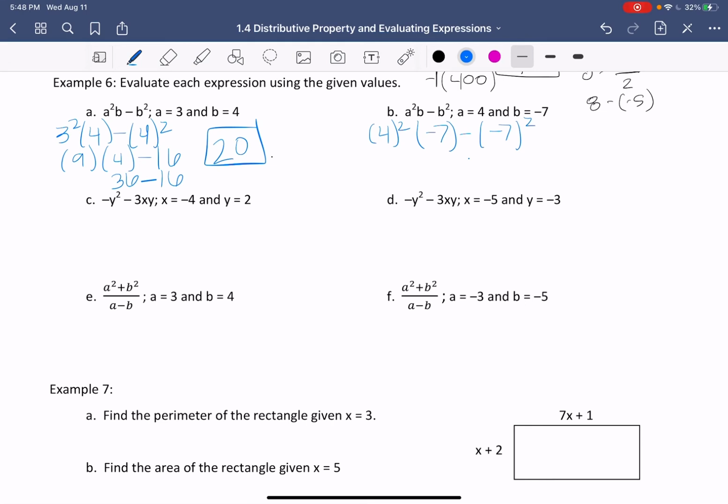So 4 squared gives us 16. We'll keep that times negative 7. We'll bring down our minus symbol, and then negative 7 squared is 49. Okay, so then we can multiply 16 times negative 7, and we get negative 112 minus 49. So negative 112 minus 49 will give us negative 161.